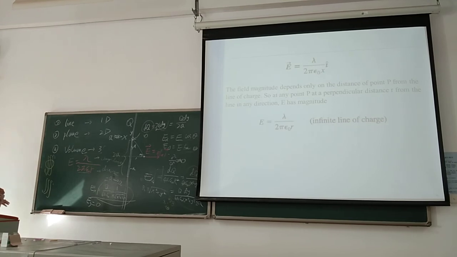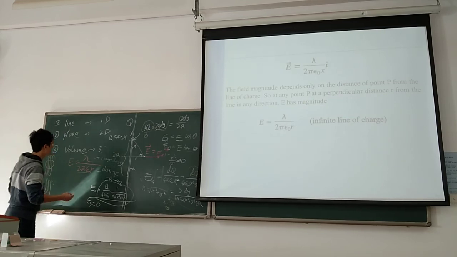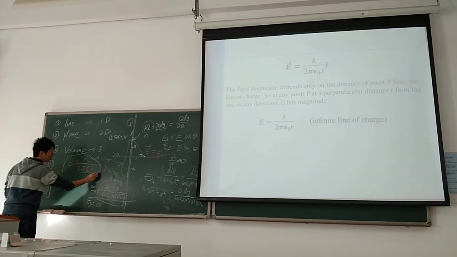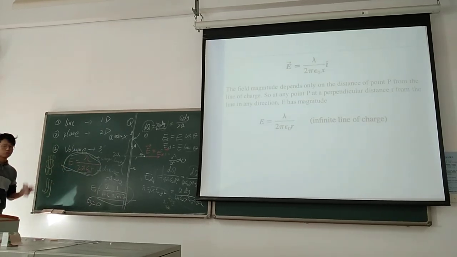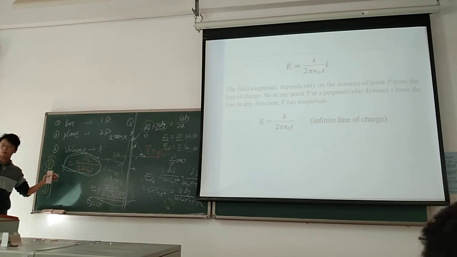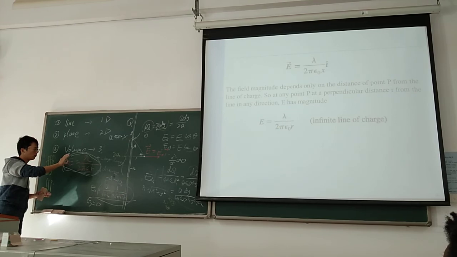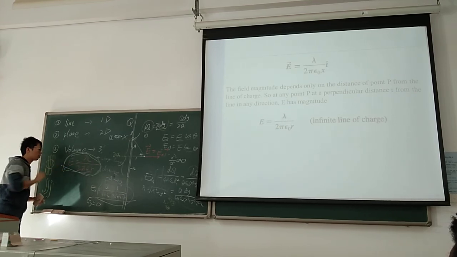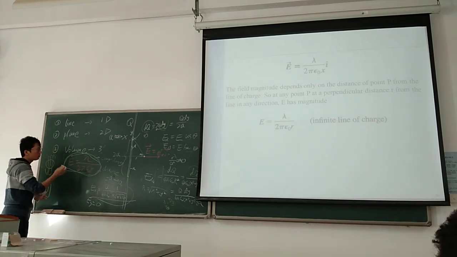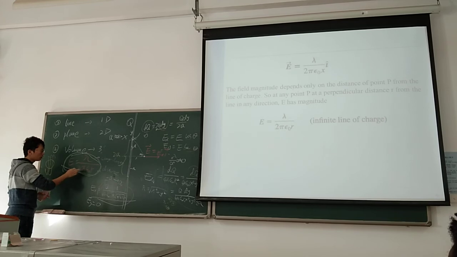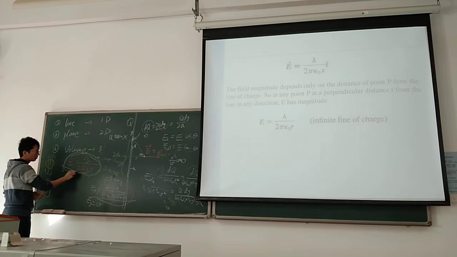If you can't remember how to do the integral calculation, just remember the result, which will be used in your final exam. If you don't know how to obtain this result, it is okay. Just remember it, and make sure you know every parameter in this equation: lambda, r, 2 pi epsilon 0 in E.